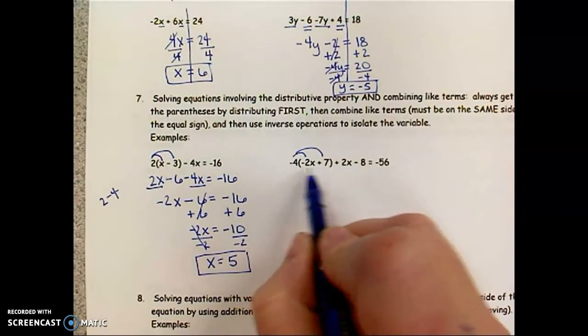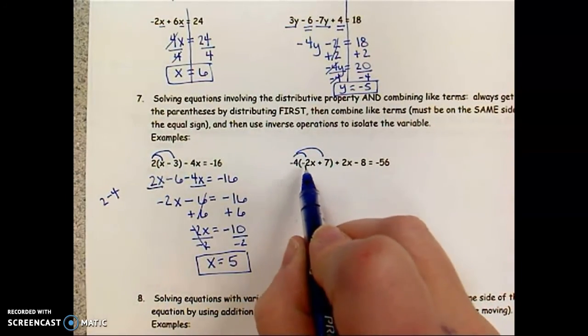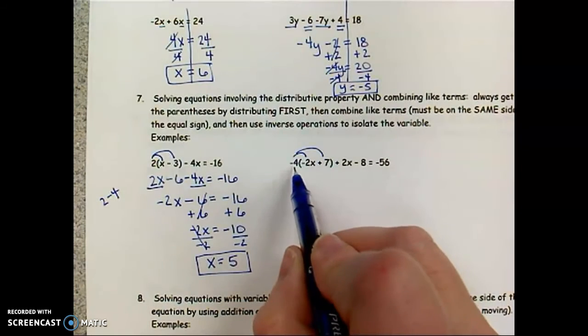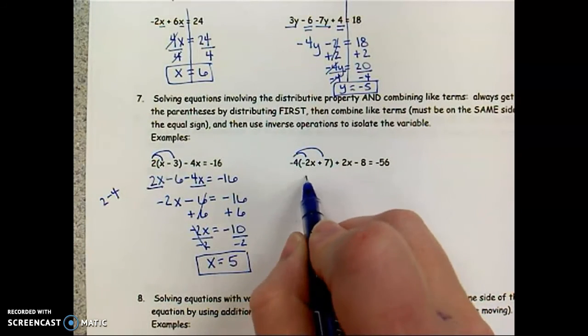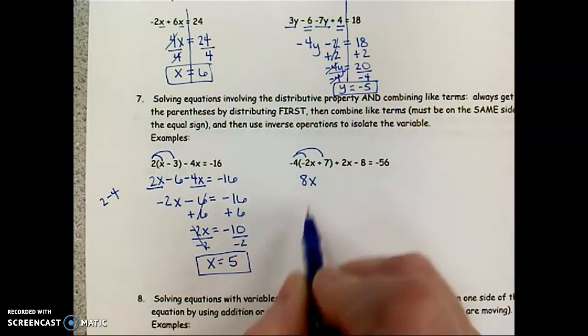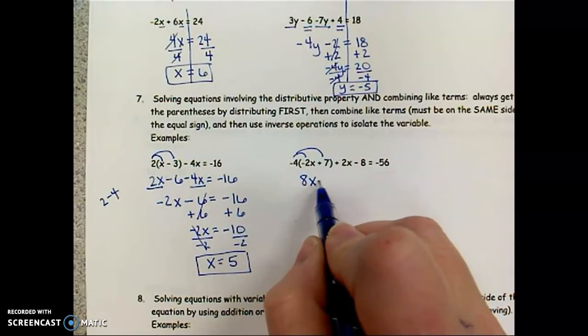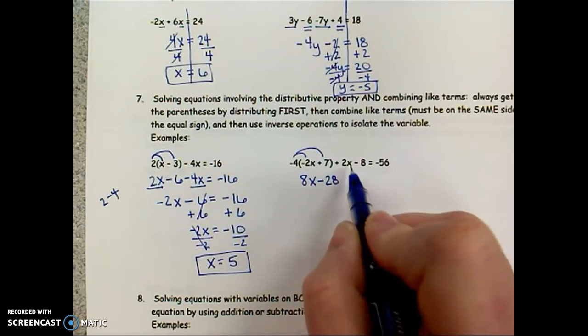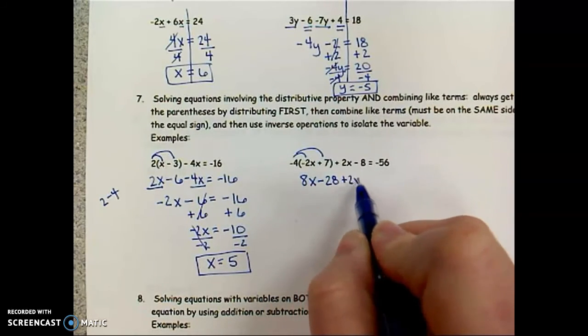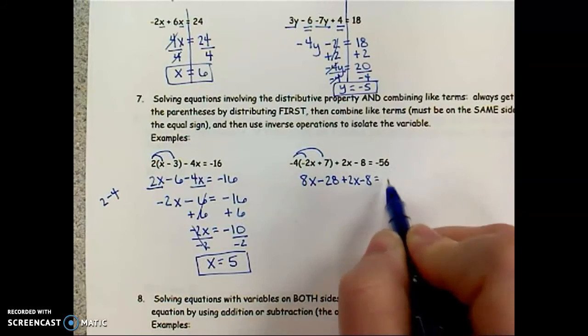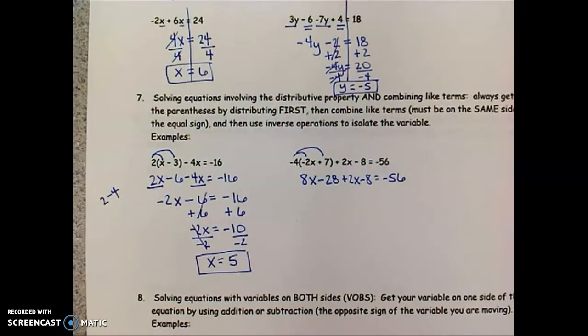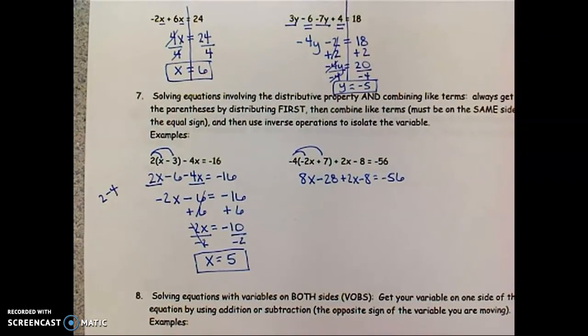On this equation, I'm going to distribute. Don't forget, a negative times a negative is positive. Negative 4 times negative 2x is positive 8x. Negative 4 times positive 7 is negative 28. Bring down all of the rest of the equation. Don't skip that. Now I can look for like terms.